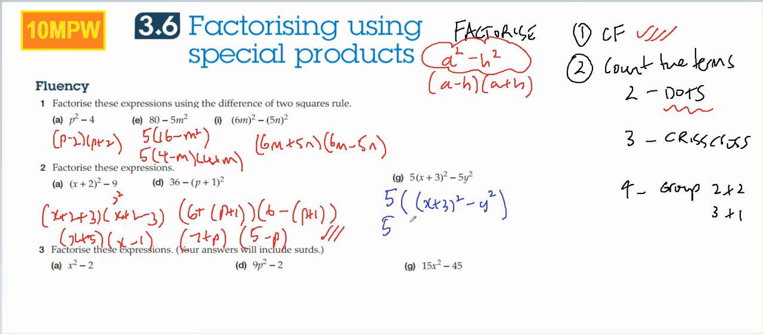I've got 5, 2 brackets. In the first position will be x plus 3. And then plus or minus y. And since I can't simplify those in any way, that's my complete answer.